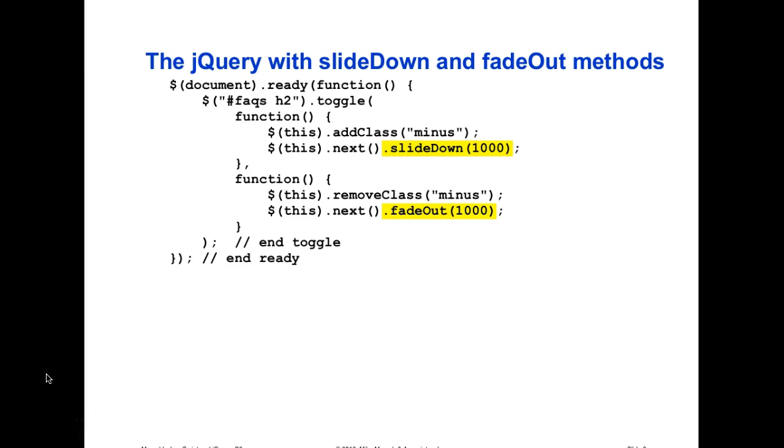And all the code for this week is provided for you so you can test and run these examples. So the second closure is chaining. It's a function, remove class minus, and then next element sibling, fade out in 1 second.